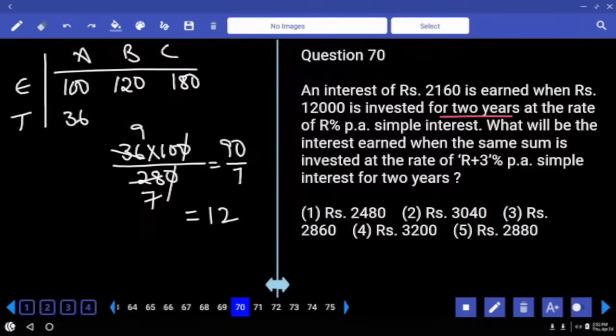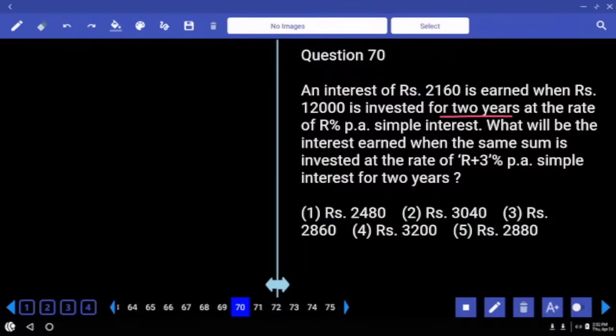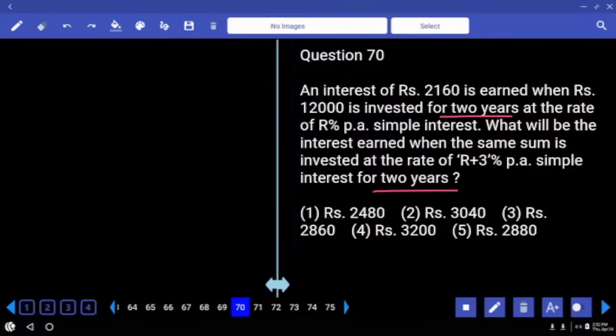First one, interest obtained for how many years given? And for how many years we were asked to calculate? Time period is also same. Another advantage. Okay now. First advantage, principal same. Second advantage, time also same. Where is the difference? Rate of interest. If rate of interest increases, will we get more interest or less interest? If interest decreases, less interest, correct?